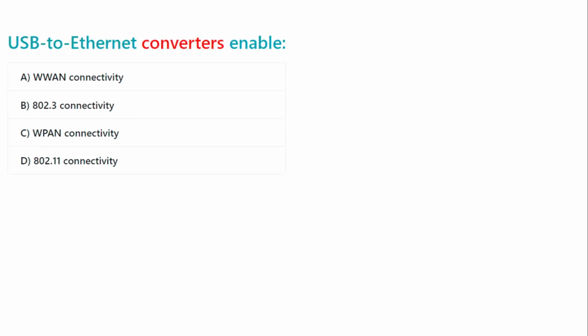USB to Ethernet converters enable A. WWAN connectivity. B. 802.3 connectivity. C. WPAN connectivity. D. 802.11 connectivity. The correct answer is B. 802.3 connectivity.